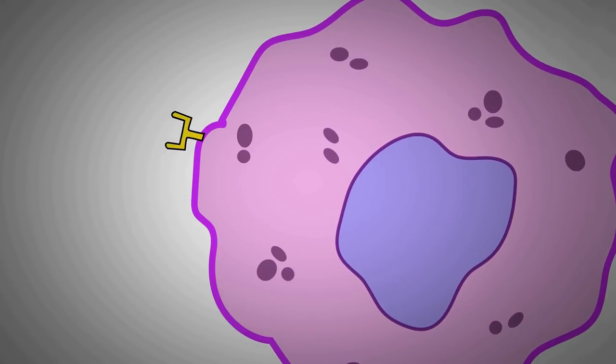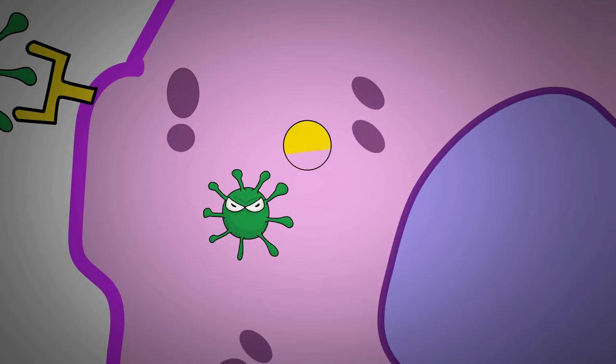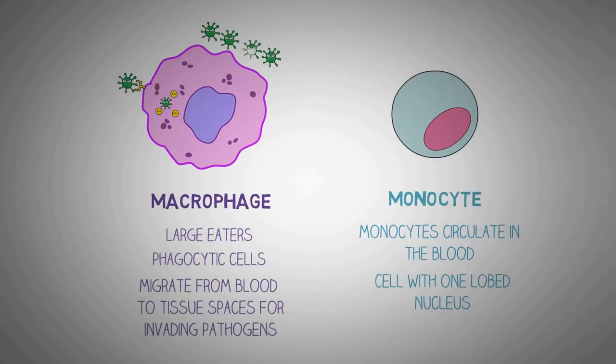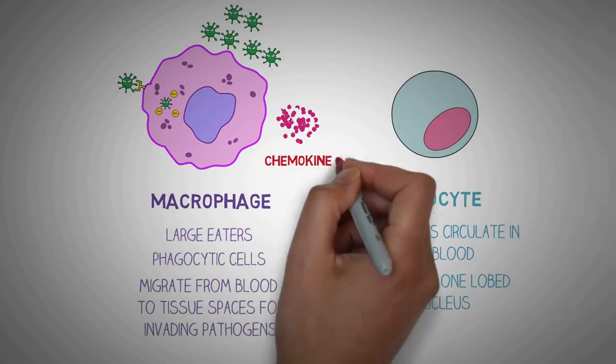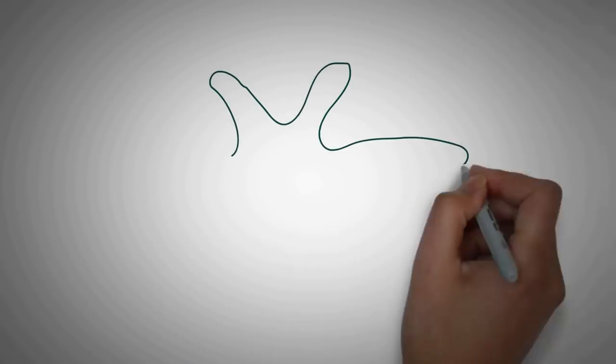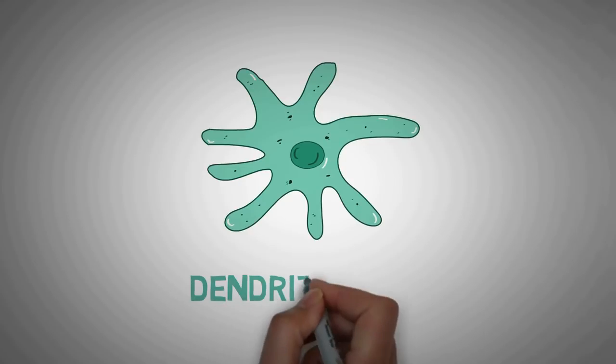The binding of bacterial molecules to the receptors on the surface of a macrophage triggers it to engulf and destroy the bacteria through the generation of reactive oxygen species. Pathogens also stimulate the macrophage to produce chemokines, which are special chemicals that attract other immune cells to the site of infection. Another type of innate immune cell that we have in our body is the dendritic cell.